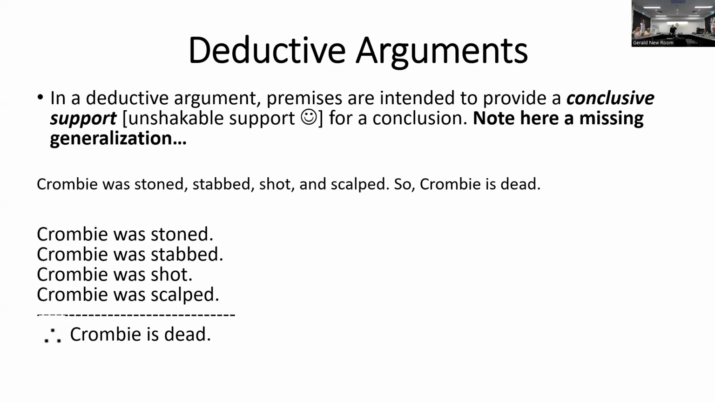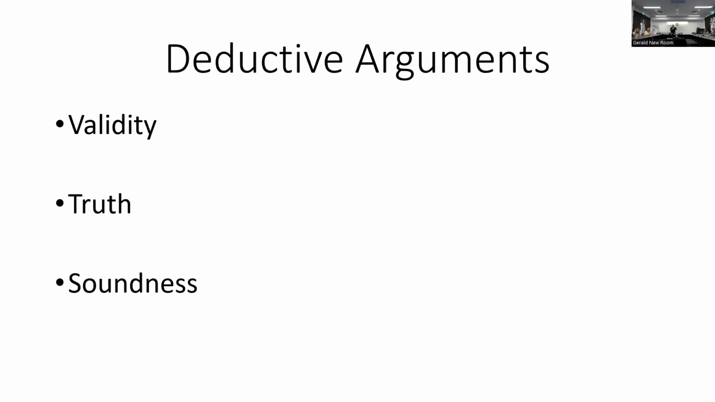So you can have a good argument, but sometimes there is not enough information. This is why we are coming to validity, truth, and soundness. But my problem here is, he was stoned, he was something, but then he's dead, but we can't conclude he's dead. That's precisely what I'm saying. From the information we have there, we cannot draw that conclusion.